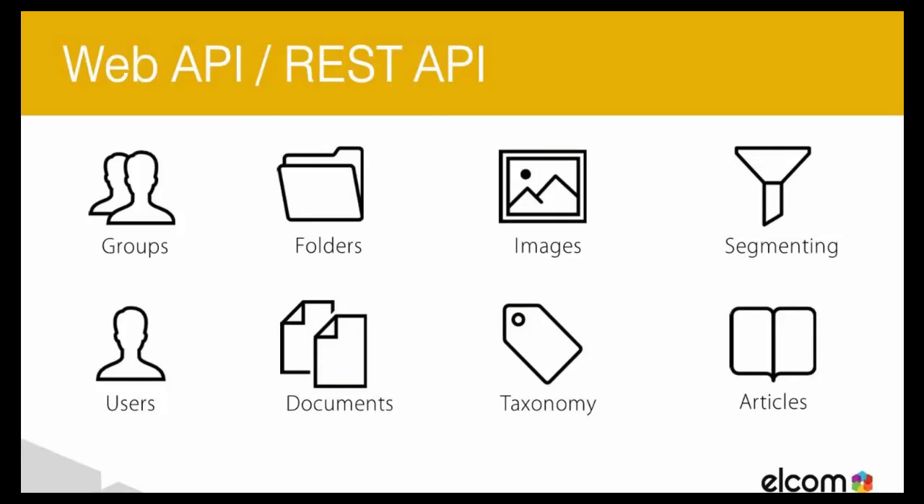So for our 9.5 release, we've aimed to cover the core building blocks of elcomCMS in our web API, such as users and groups, folders, articles and their content, marketing segmentations, as well as being able to upload and manage documents and images. And you'll be able to do all the things you'd expect to do with a REST API, such as powerful queries, as well as creating, editing and removing content.